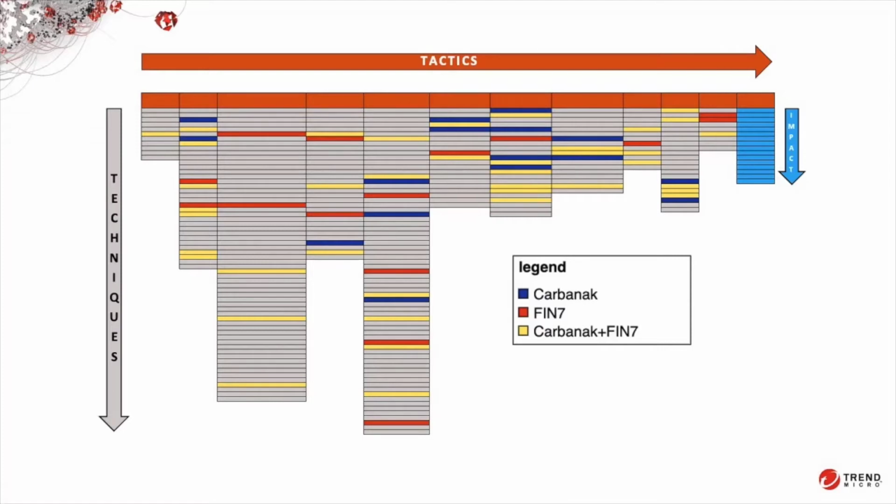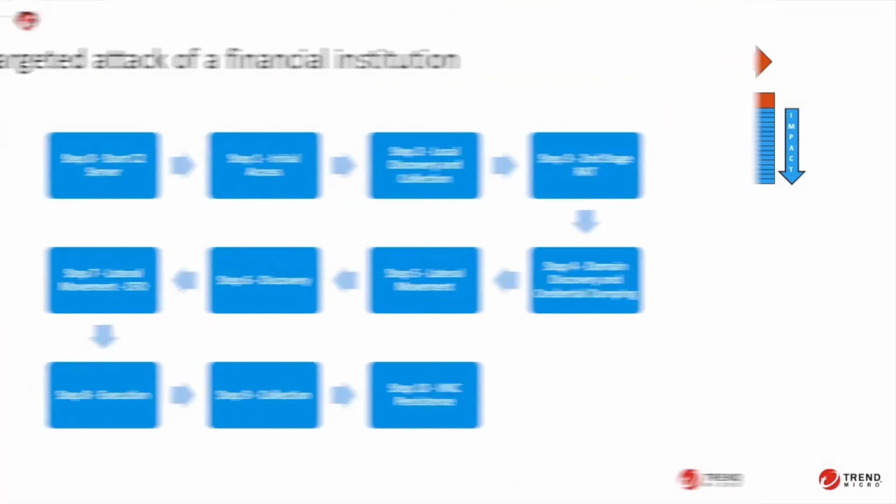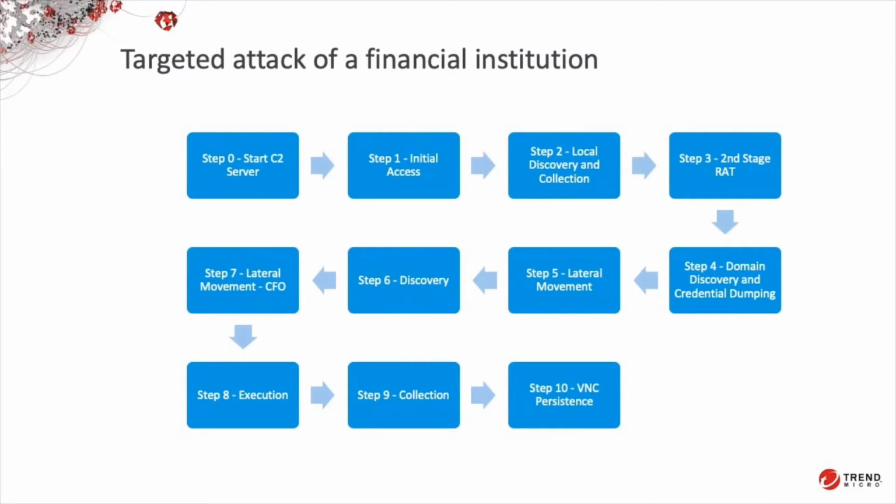For Carbanak and FIN7, they use over 65 attack techniques across 11 attack tactics. This also includes tactics and techniques observed for attacking both Windows and Linux operating systems. For the past 3 years, MITRE Engenuity have run product evaluations to show how each vendor approaches threat detection in the context of the attack knowledge base.